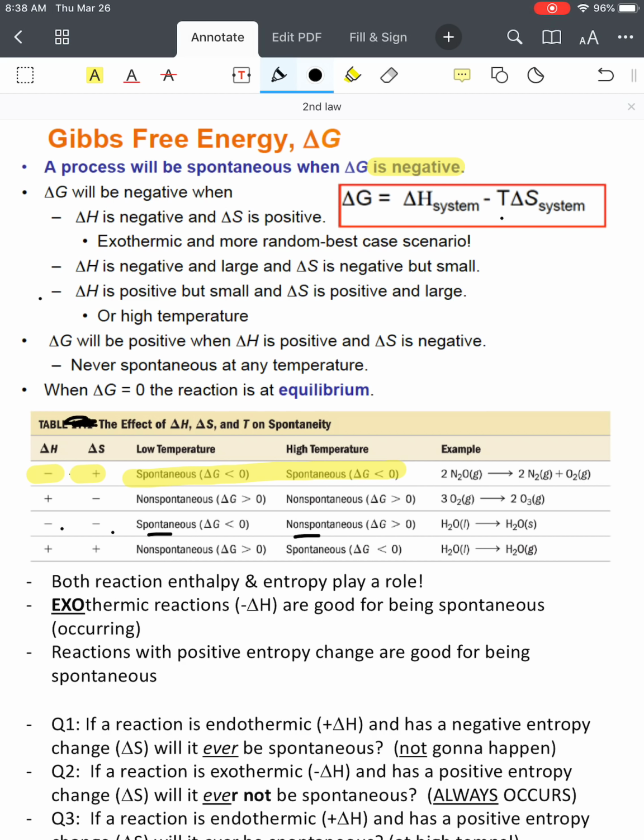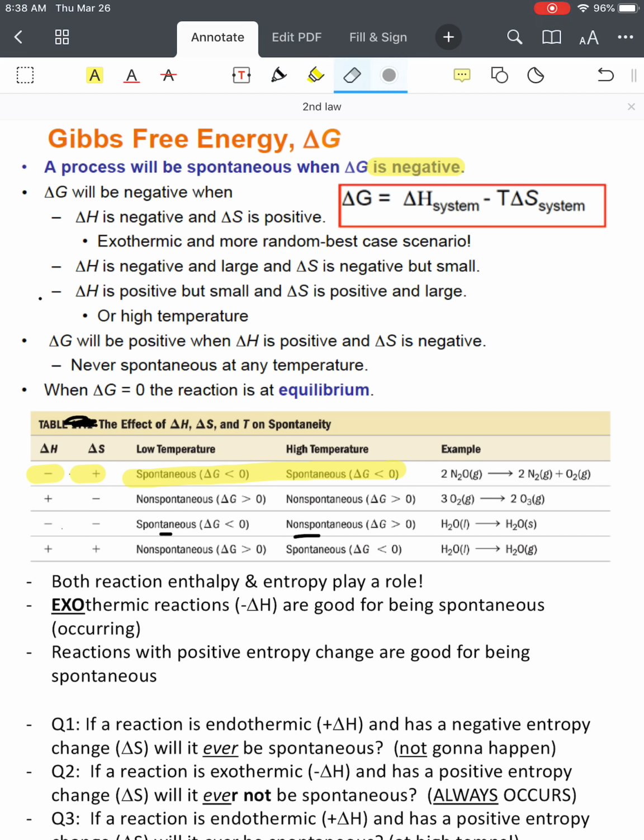Now, low and high are kind of arbitrary words, right? We don't know what's low, what's high. Maybe you have a different opinion than I do about what's low and high. But if we want to be specific and quantitative, we can always come back to this equation and solve for exactly what temperature we're talking about. Because once delta G flips signs from positive to negative or negative to positive, that's when we know we're at that crucial temperature, okay?